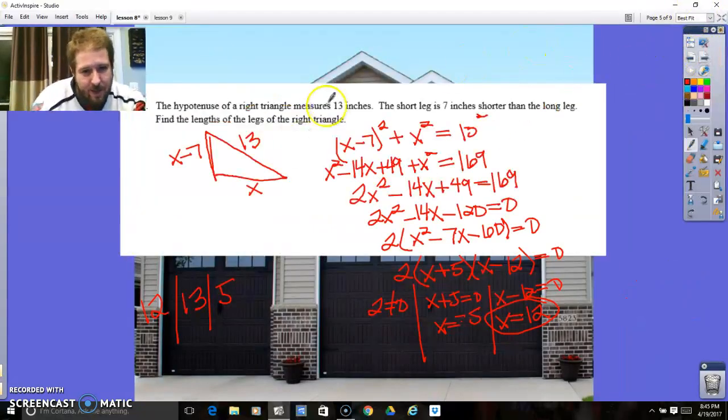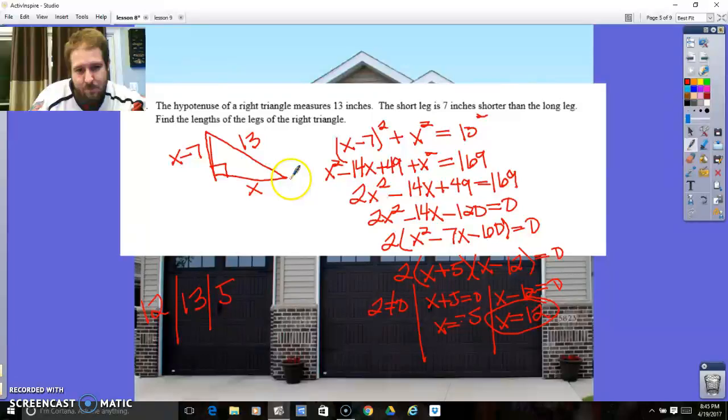The next question only came up with one possible answer, but it's basically the exact same kind of concept. The hypotenuse of a right triangle is 13 inches. Okay, I labeled that. There's your right angle. The short leg is 7 inches longer than the long leg. So find the length of the leg. If this is the long leg, I called that x, and this one is 7 inches shorter, so that would be x minus 7. So I did the exact same thing.